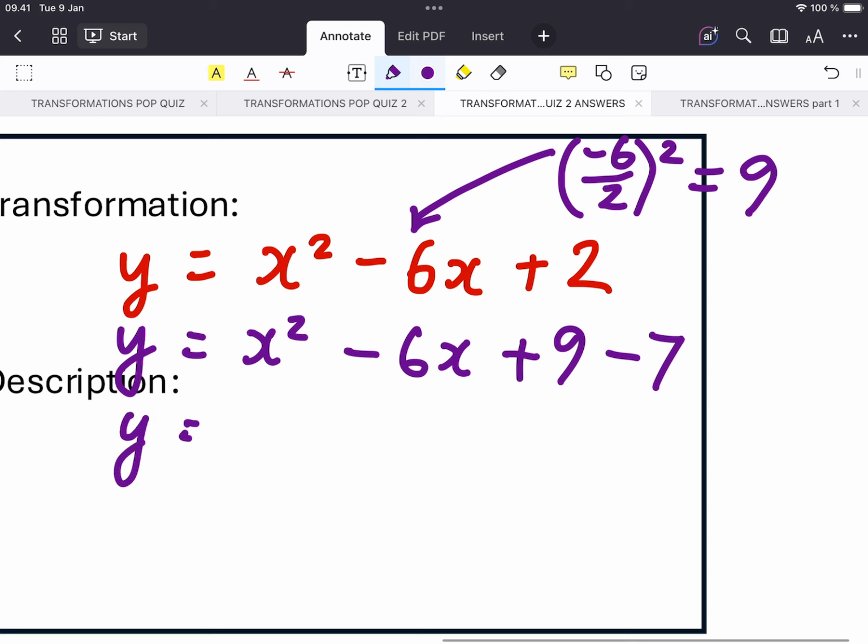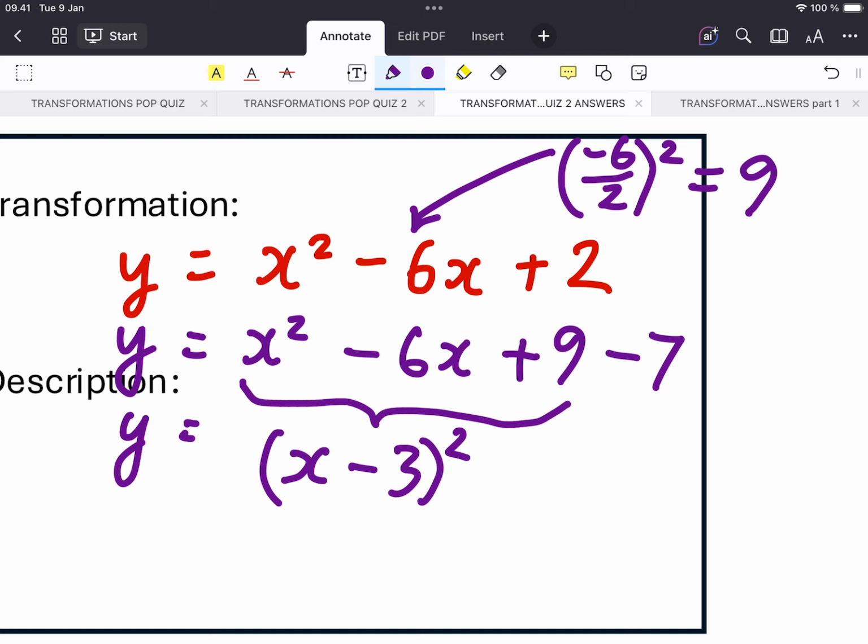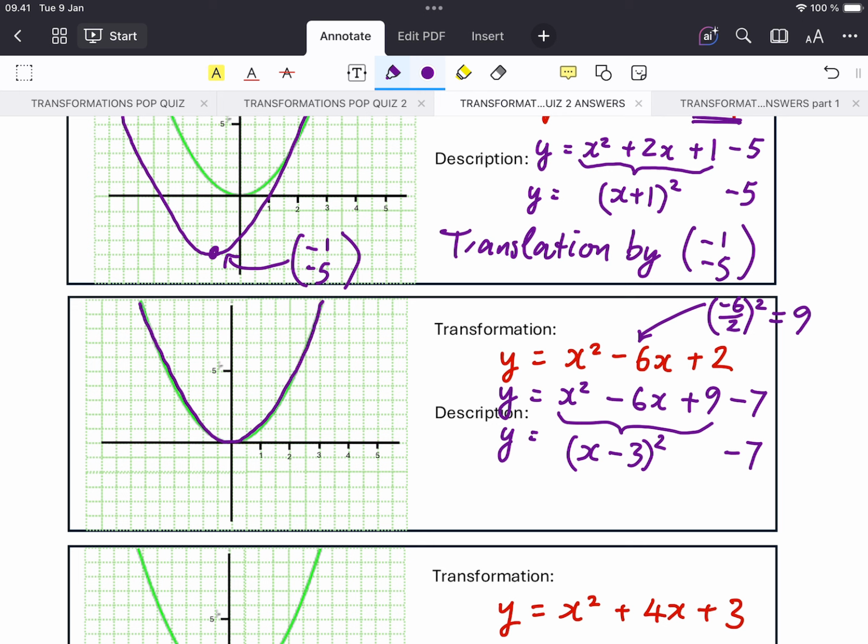Having done that, then this bit in the middle comes out to be a perfect square. So it's perfectly x minus 3 squared. And by the way, the number here is always just going to be half of the number here. Okay, so x minus 3 squared, and don't forget the minus 7. And having written it like that, that helps me realize that it's going to be like the original graph, but the x minus 3 squared is going to take it 3 units to the right, and then the minus 7 is going to take it 7 units down.